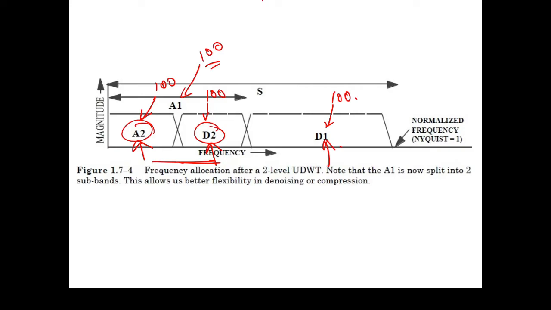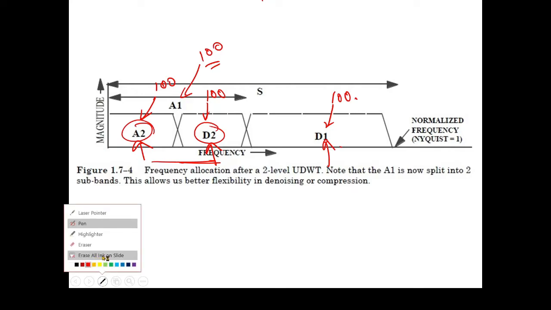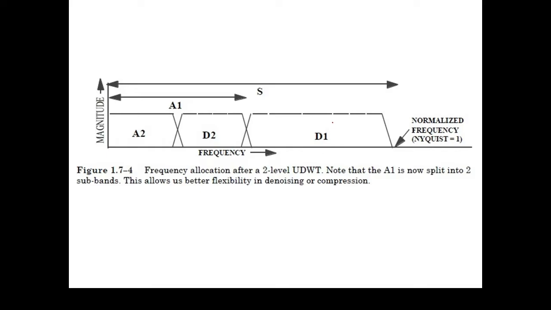Okay, it would have had a length of 100. Now if it would have been your decimated one, then what? Original signal length was S. So D1 would have a signal length of 50, A1 would have a signal length of 50. Now again, when you are breaking it down, you have two components. The length of A2 would have been 25, and D2 would have been 25.